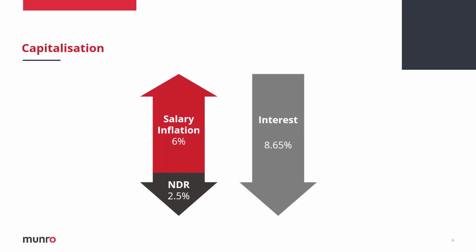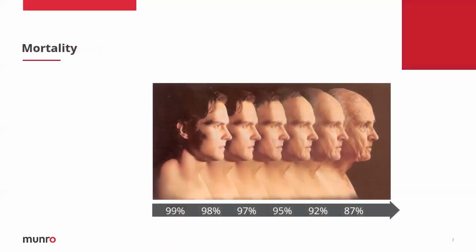So capitalization is the most interesting thing that you have to look at in terms of costs, because it answers questions like, why is this lower than the amount on the report? The reason it's lower is because we adjusted for inflation and interest, and furthermore, we looked at the net discount rate. So moving on, we're going to look at mortality.